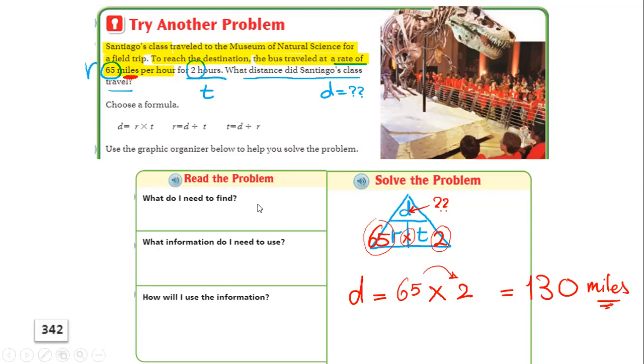The rate here is written as a rate of, so 65 means rate. 2 hours means time. And he wants the distance. Easy question. Do you need any effort to write what do I need to find? What information do I need to use? How will I use the information? This triangle rule summarizes everything for us. Right? Do you need another example?